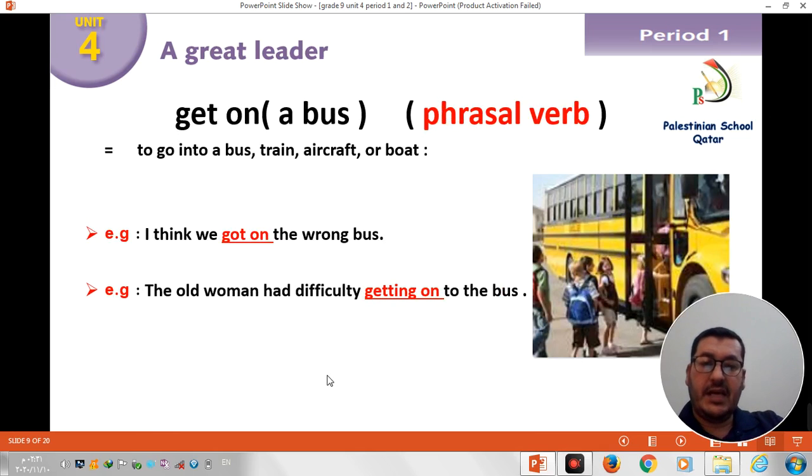Now, when we say get on a bus, and when you look at the picture here, the girls or the boys get on a bus, it's a phrasal verb. To go into a bus, train, aircraft or boat. Okay, for example, I think we got on the wrong bus. The other example, the old woman had difficulty getting on to the bus.